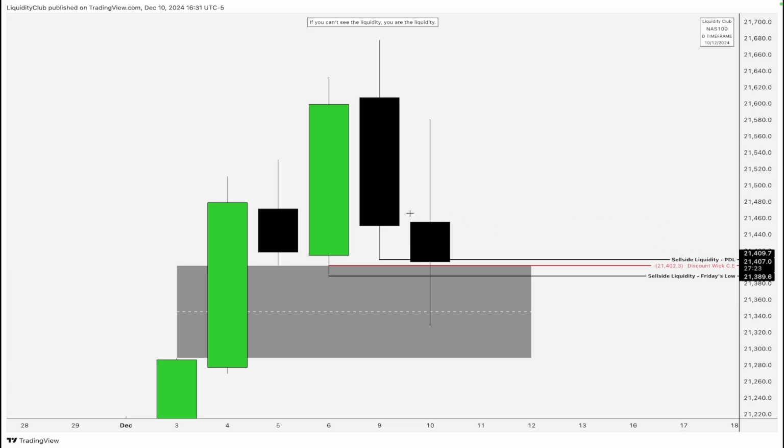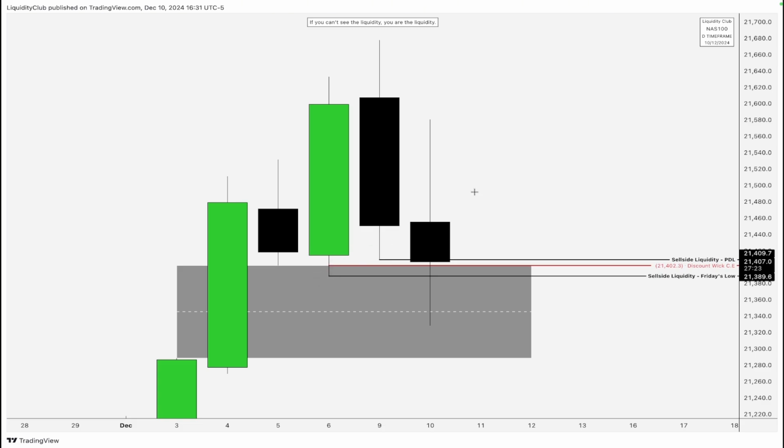Since we've now pretty much planned out that we are looking for lower prices, I'll go over how I managed to short, aiming at these levels that you see right there. The previous day's low, which is Monday's low, the Friday's low, which is last week's Friday's low, and the encroachment of this discount wick, the midpoint of this discount wick, which is Friday's discount wick.